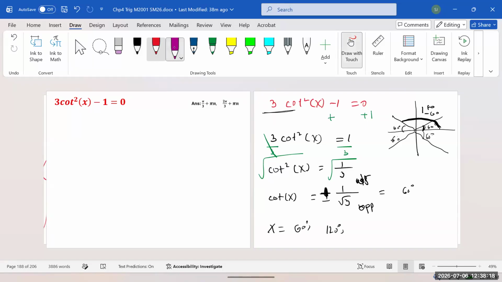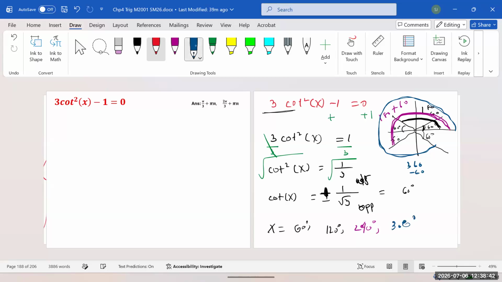Let me change the color. Another 60 degrees here is 180 plus 60, that's 240. And then we have another 60 degrees from here to here, so it's 360 minus 60, that gives us 300 degrees. Then you have to convert all these degrees into radians, and they all will have plus 2 pi n.